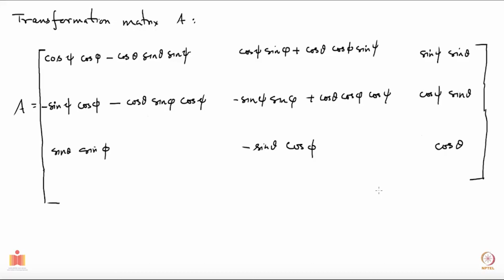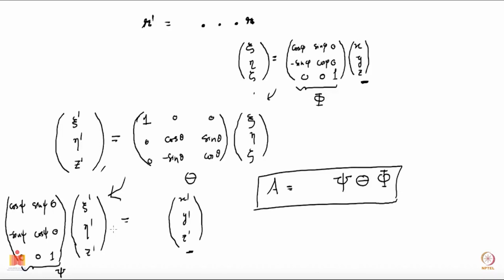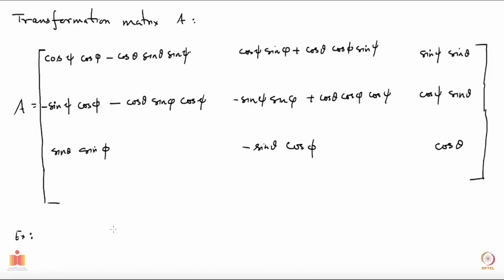Even though it's expected, nevertheless check that this matrix is orthogonal. And you can do so by doing an exercise. Instead of checking whether this is orthogonal directly, you can also check, if you wish, by checking whether phi, theta and psi are matrices which are orthogonal, then their product is also orthogonal.